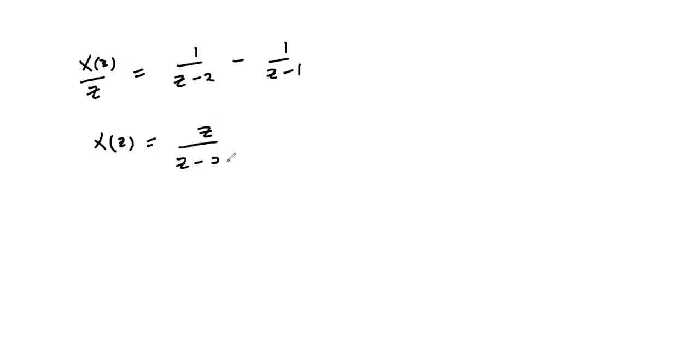From which then our x of z over z can be written as 1 over z minus 2 minus 1 over z minus 1, from which x of z will be equal to, we multiply both the numerator and denominator by z to obtain z over z minus 2 minus z over z minus 1.